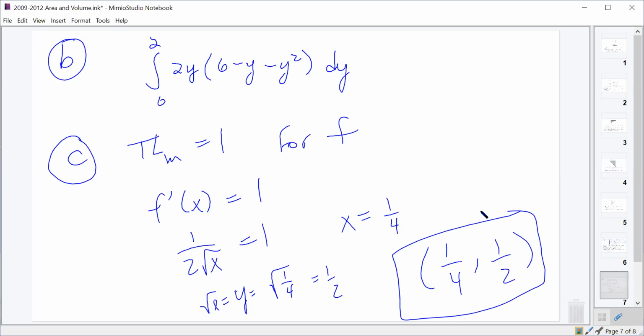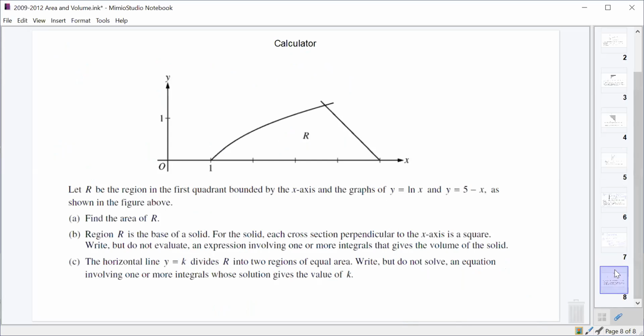Any questions there? All right. And this one was a calculator question. You were asked to find the area of this region.